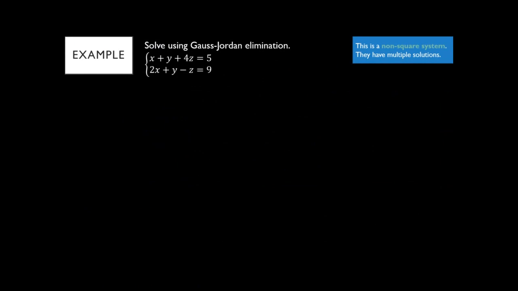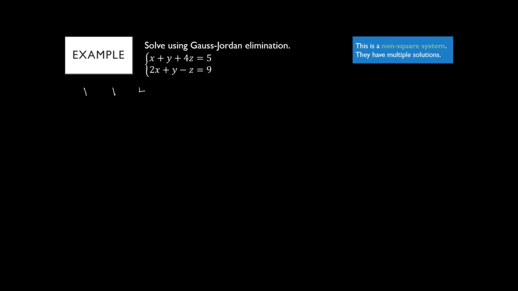So we know that this is going to have multiple solutions because we've got fewer equations than variables. We've got 2 equations, 3 variables, so we don't have enough information to get a solution. So all we're going to get is some information. So I'm going to put this in matrix form.